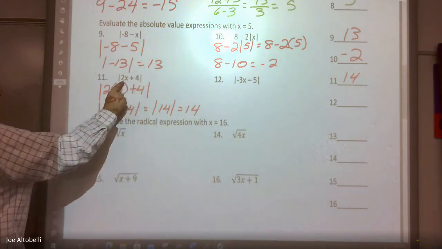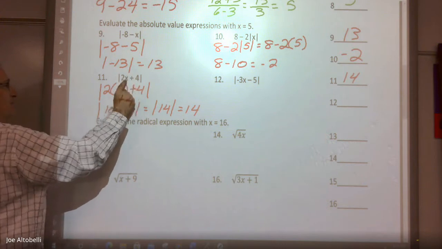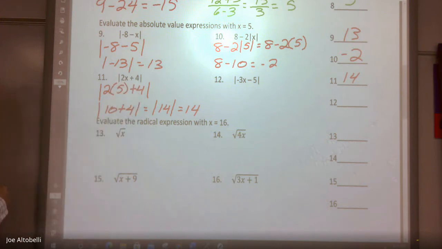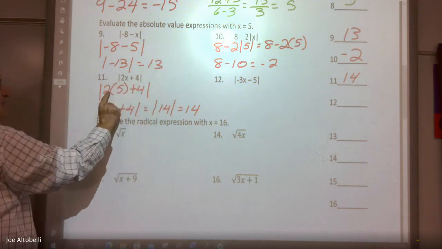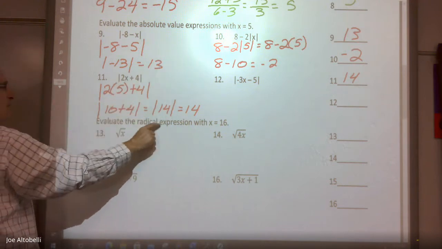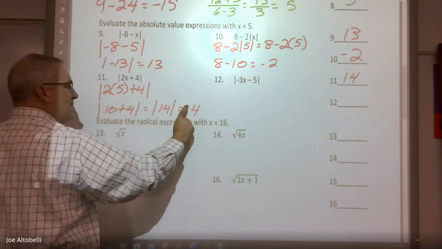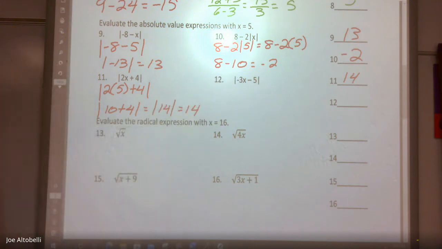We're going to do everything inside of the absolute value first before I do the absolute value. X is 5, so 2 times 5 is 10, and 10 plus 4 is 14. Then I do the absolute value, 14. Number 12.